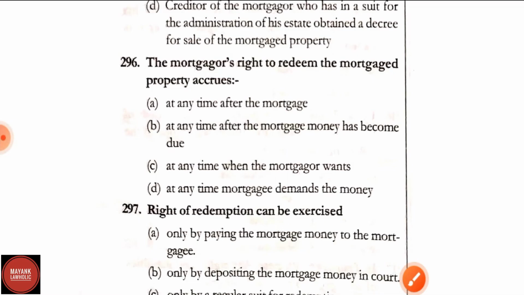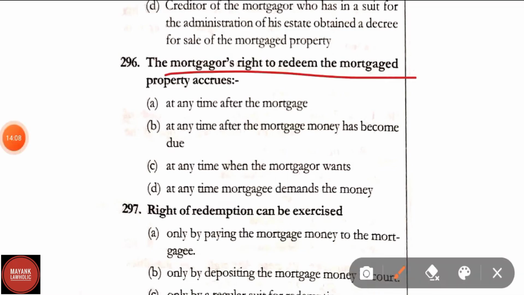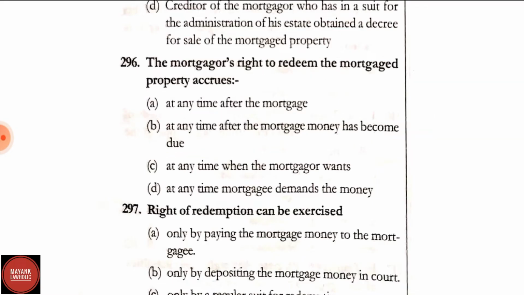Question number 296. The mortgagor's right to redeem the mortgage property accrues, option A, at any time after the mortgage, option B, at any time after the mortgage money has become due, option C, at any time when the mortgagor wants, and option D, at any time the mortgagor demands the money. Here correct answer is option B, that is at any time after the mortgage money has become due.